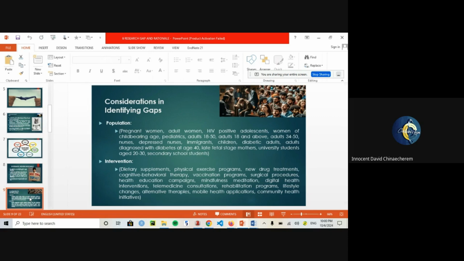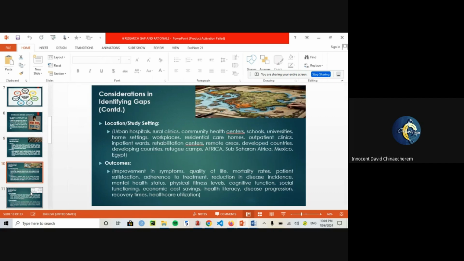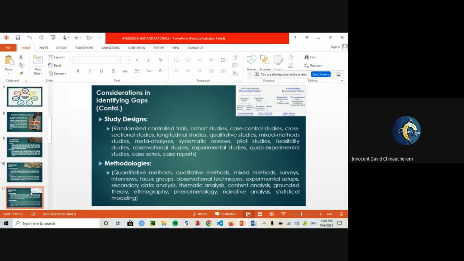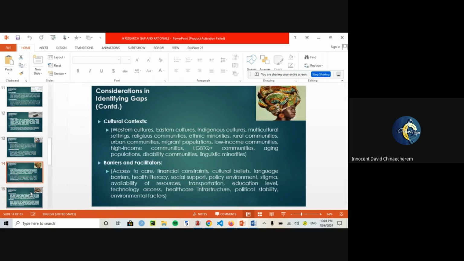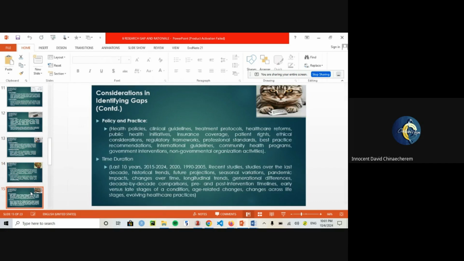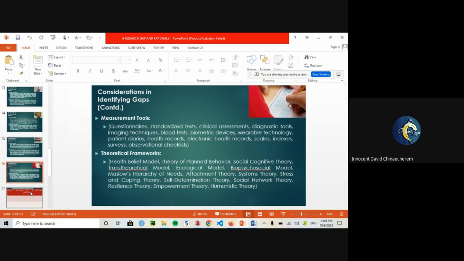So another trick is, you can actually play around with these terms when you're coming up with your titles, because like I said, you can come up with a billion topics. And when you now do a concentrated search on those topics, you record what are the similar topics that you found, and you're largely good to go. So we talked about interventions also. We looked at location, study setting, diversity of intake, outcomes, study designs, methodologies, comparison groups, duration of study, health condition, healthcare providers, cultural context, barriers and facilitators, depending on the context of the question, policy and practice, time duration, measurement tools, theoretical frameworks.